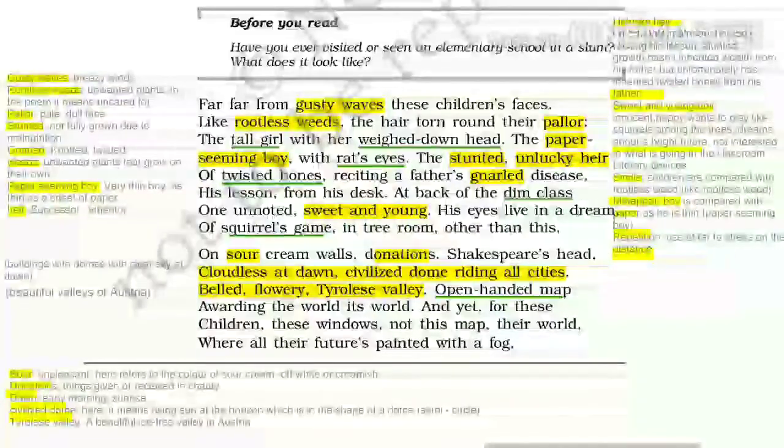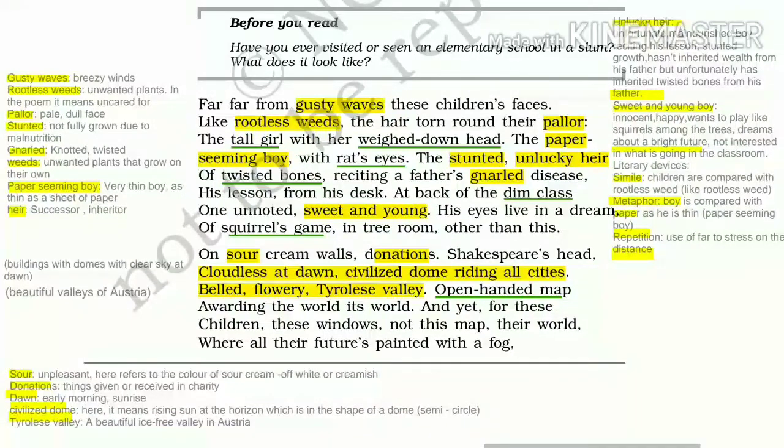Then it says the hair torn round their pallor. Pallor means pale, dull face. So how are they looking? In this age when there should be a glow on one's face, if you look at your faces, how they are glowing, but the faces of these children are pale, and their hair is scattered, unkempt, just like rootless weeds, around their dull face. They have disheveled hair, because they cannot afford to bother about their looks.